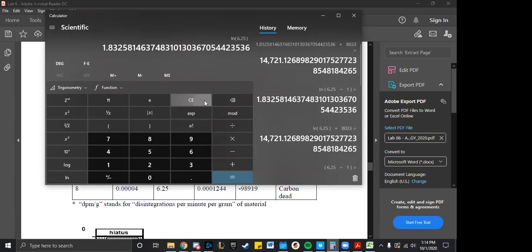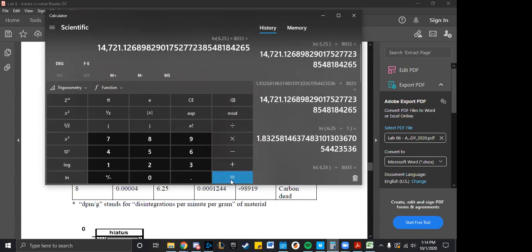So with that, okay. After I found the answer to the equation, I did the natural log of that, and I got 9.597. I'm using a TI-84 calculator though, so maybe that's why.